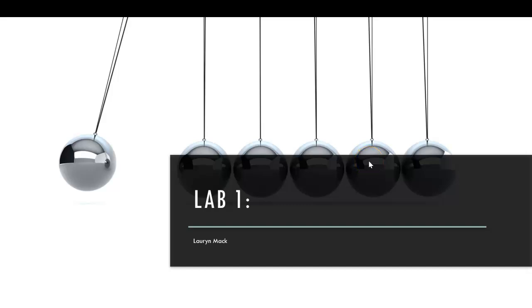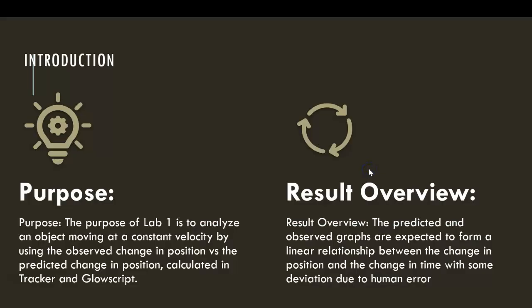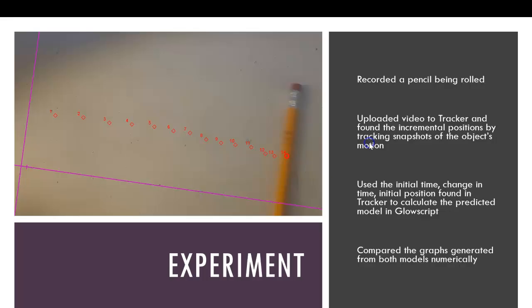My name is Lauren Mack, and this is my Lab 1, Constant Velocity. The purpose of this lab is to analyze an object moving at a constant velocity by using the observed change in position and comparing that with the predicted change in position calculated in Tracker as well as in GlowScript. The predicted and observed graphs are expected to form a linear relationship between the change in position and the change in time, with some deviation due to human error.